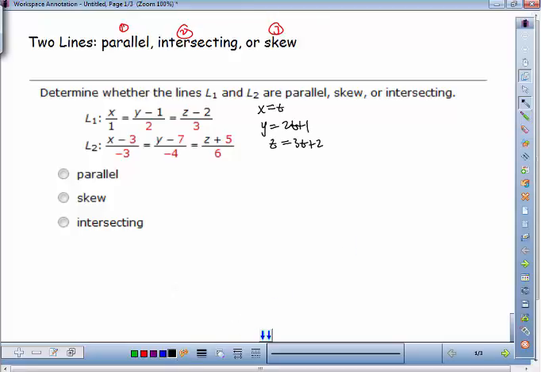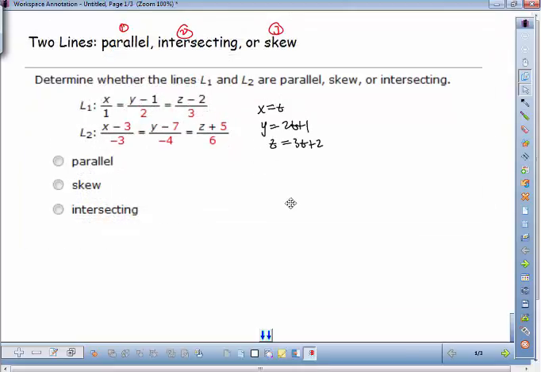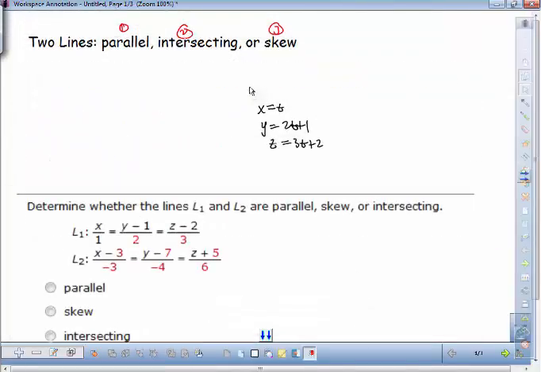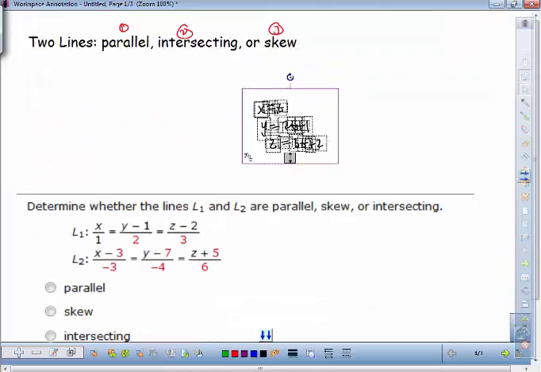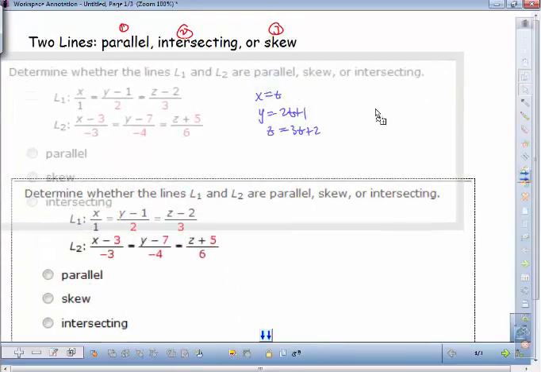And I wanted a different color for this. Whoops. Oops. Sorry. Man.